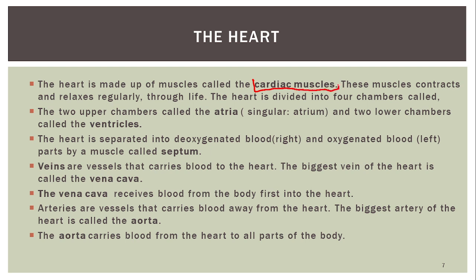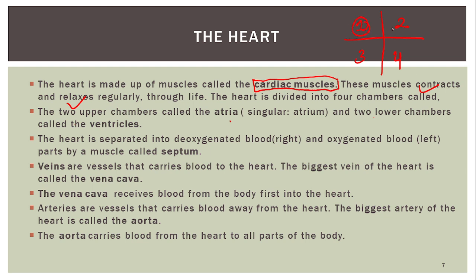Yes, this could come in MCQs. What is the heart made up of? Cardiac muscles it is. These muscles contract and relax regularly through life. The heart is divided into 4 chambers. First chamber, second chamber, third chamber, and fourth chamber. There are 2 upper chambers called the atria and 2 lower chambers called the ventricles.